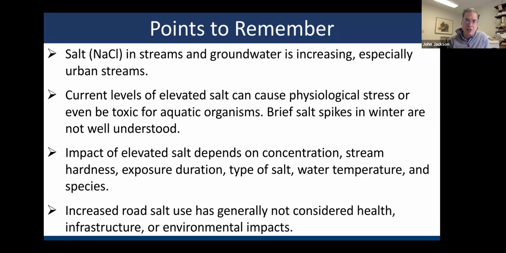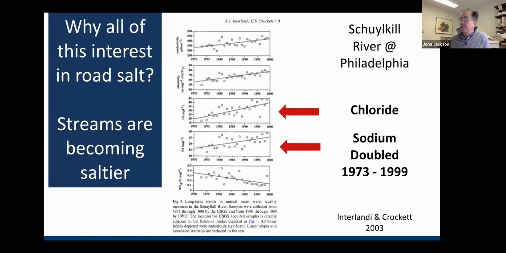The impact of elevated salt depends on the concentration of the salts, the actual background hardness of the stream, exposure duration to elevated salt, the type of salt, water temperature, and the species you're talking about being sensitive or less sensitive to salt. And finally, increased road salt use is generally not considered a human health issue, in other words drinking water, or an infrastructure challenge, in other words roads and bridges, which is where we fall in: environmental impacts.